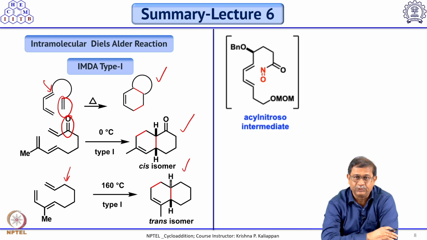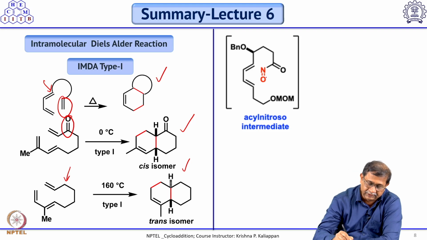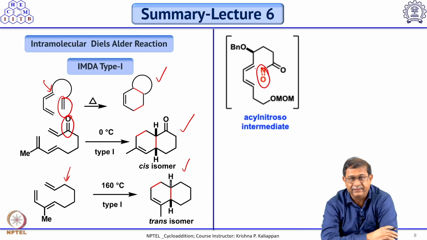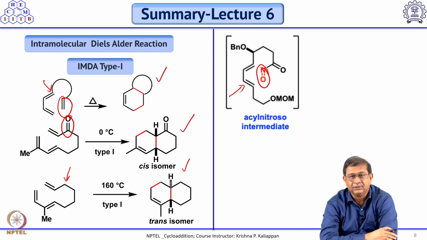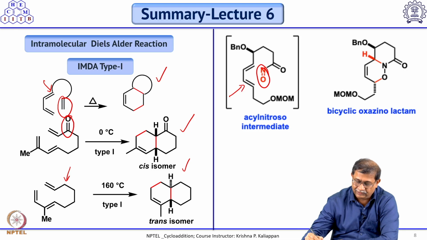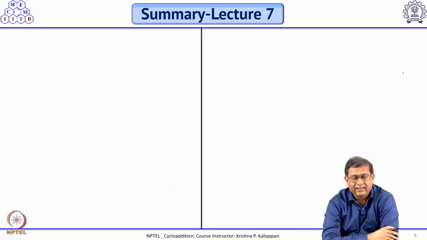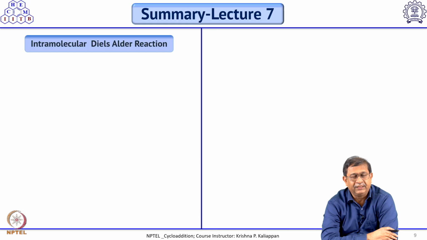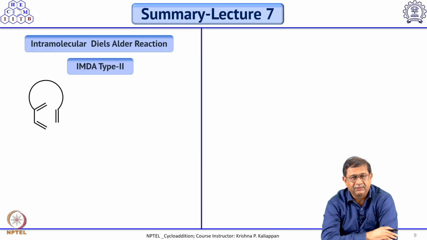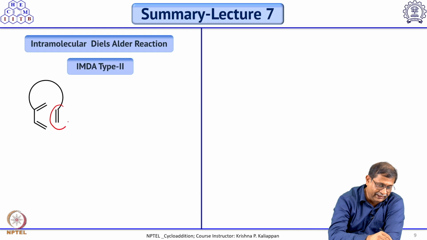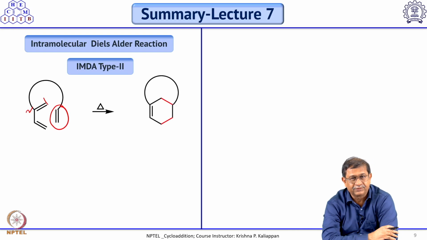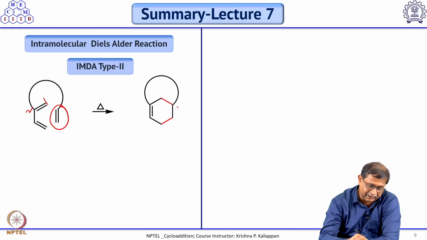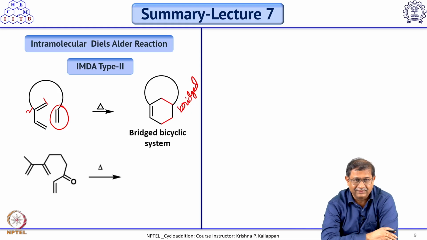And we also discussed hetero Diels-Alder reaction, for example, an acyl nitroso compound which can be prepared in situ that can undergo an intramolecular Diels-Alder reaction type 1 with this diene to give such bicyclic oxazinolactams. In the next lecture, we moved on to IMDA type 2, where you have the dienophile attached to carbon number 2, and that upon heating gives a bicyclic compound, and this bicyclic compound is nothing but a bridged bicyclic compound. And we also discussed several examples.